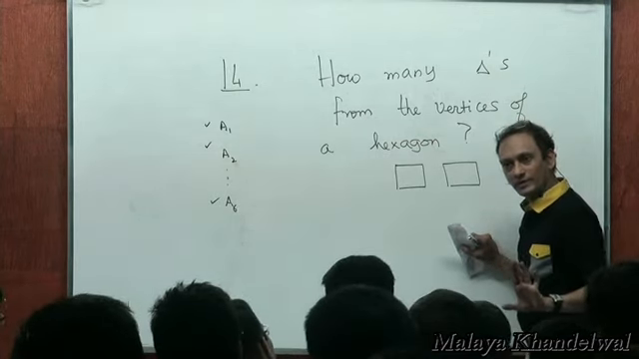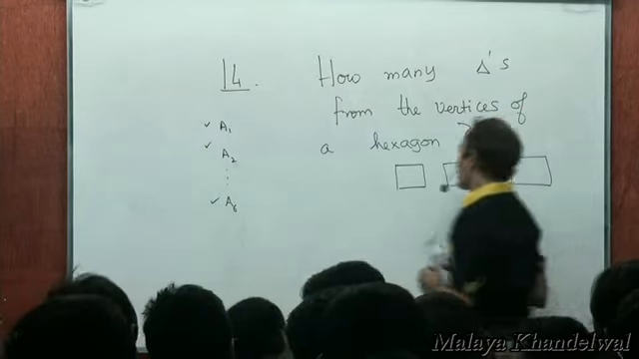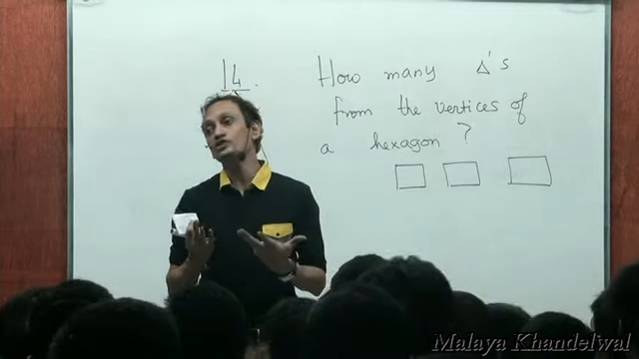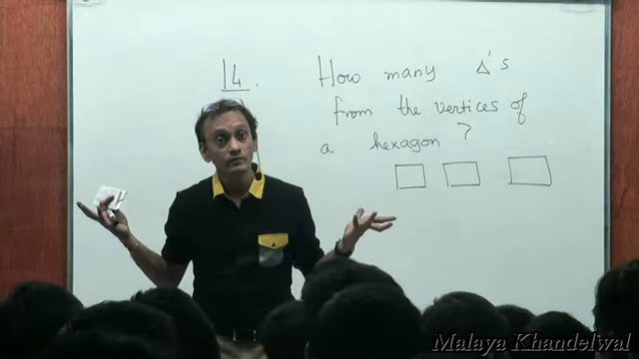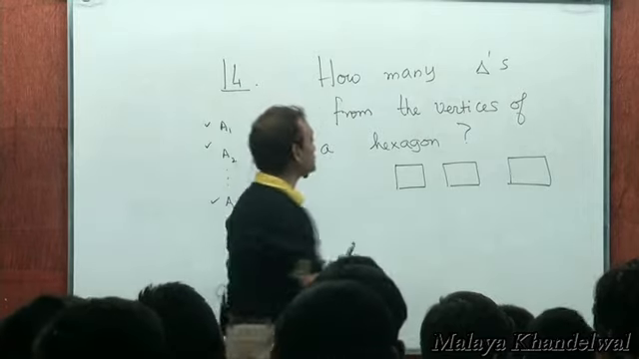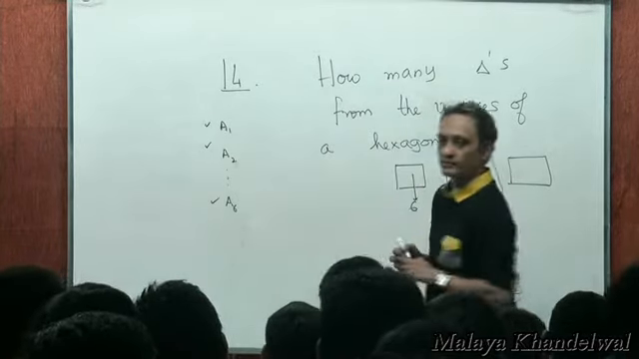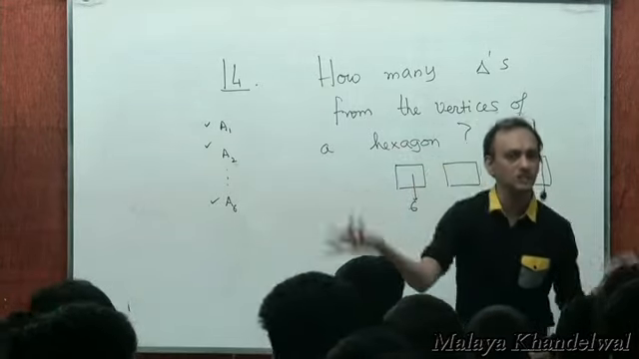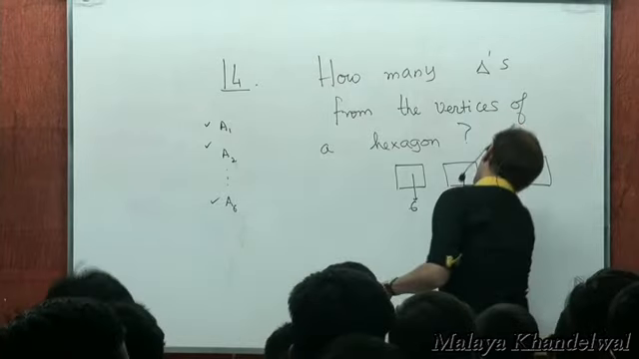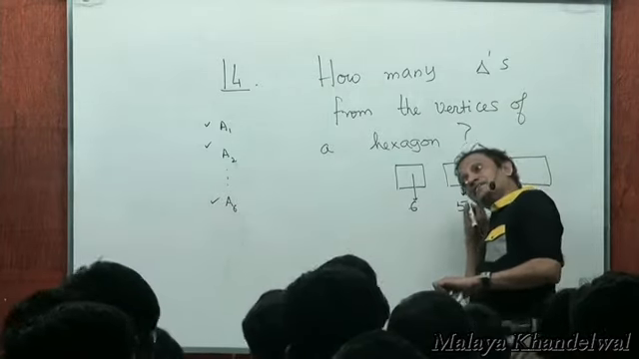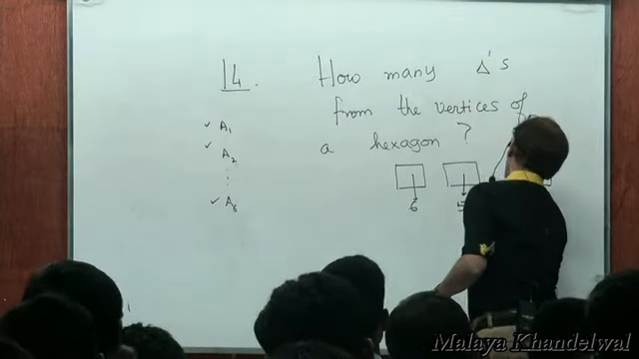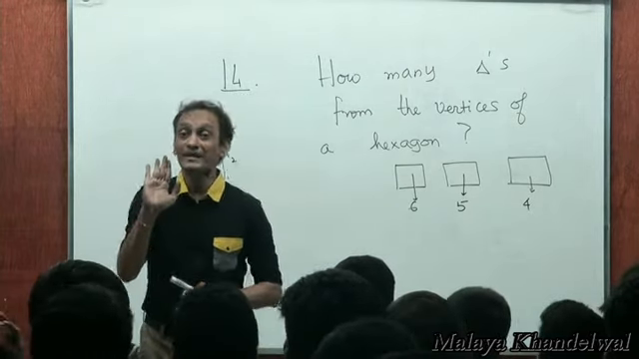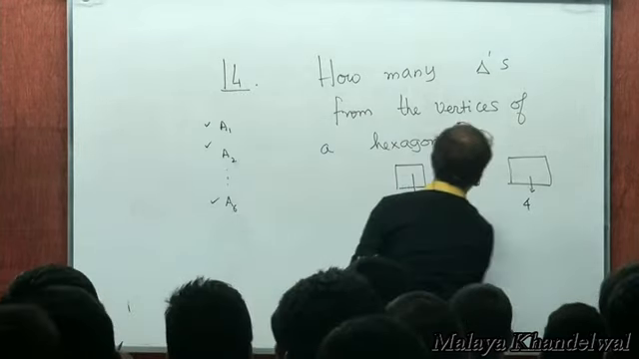Are you lost or are you there with me? Okay. So the first space could be used up by any one of the 6 vertices, right? 6 ways. Yes or no? Yes, A1 or A2 or A3 or A4 or A5 or A6. The second space, 5 ways. Third space, 4 ways. Now, no, I'm not done. You might be tempted to think that the number of triangles would be these.